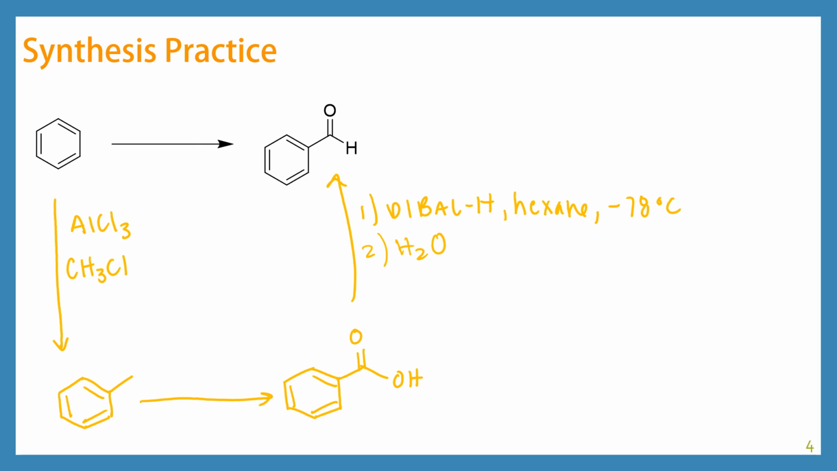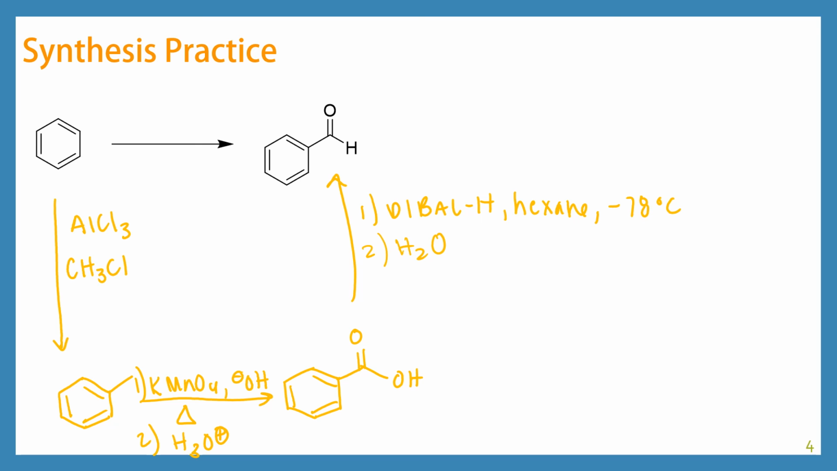And to get from toluene to benzoic acid, we need to use potassium permanganate, hydroxide, heat, and follow it up with an aqueous acid workup to protonate our carboxylate product.